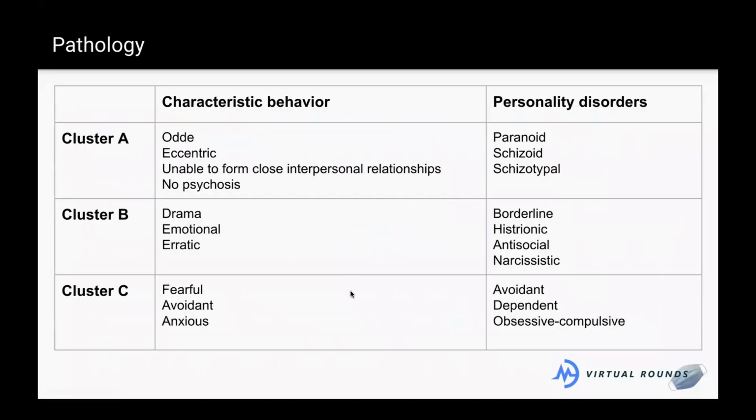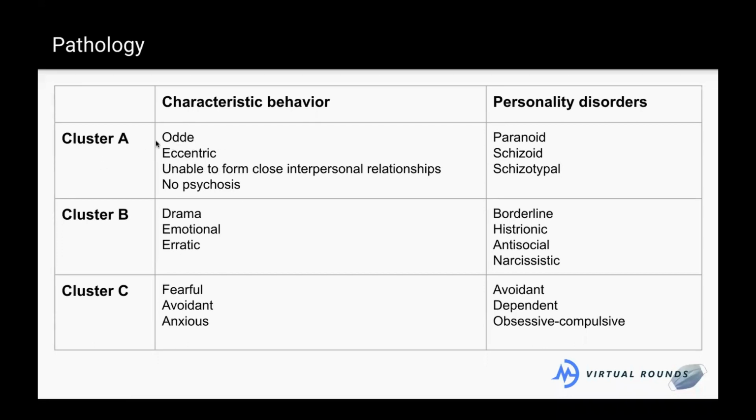So now we come back to this lovely lady. I'm sure we've all seen her before. And we're going to talk about some clusters. So there are 3 clusters of personality disorders, A, B, and C. I don't know why I put an E here. This is supposed to just say odd.